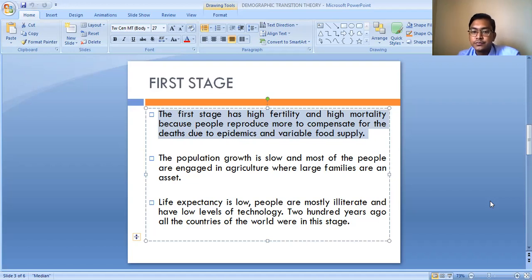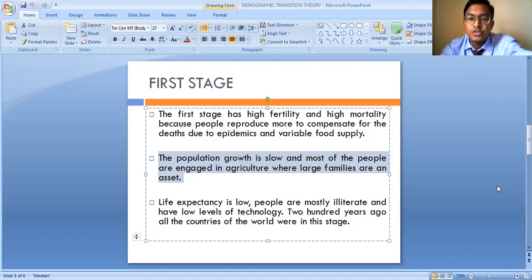In this first stage of demographic transition, most of the people, in fact all the people, were totally dependent on agriculture. The population growth is slow and most people are engaged in agriculture, where large family sizes are an asset. So in this first stage, the growth rate of the population was very slow.